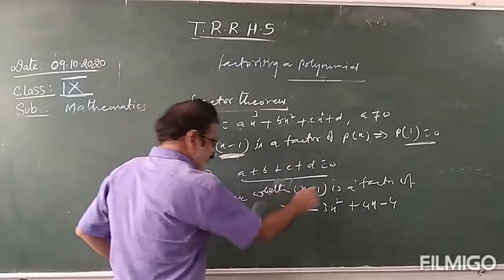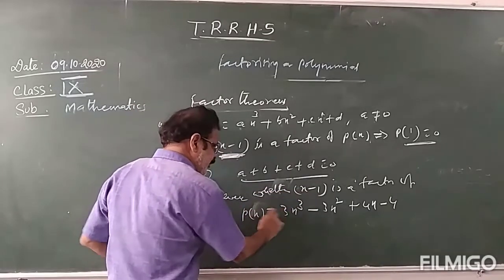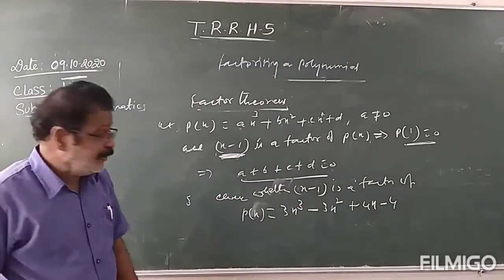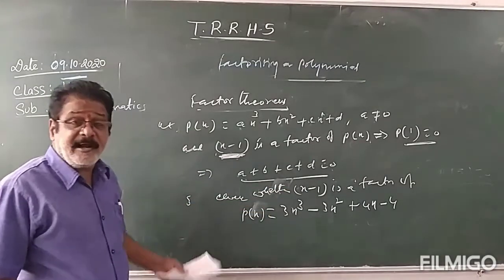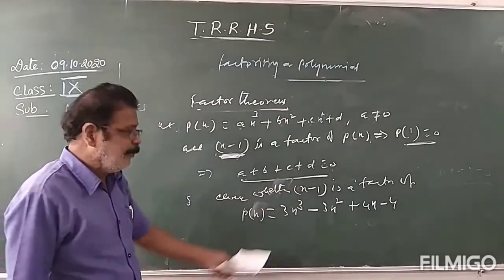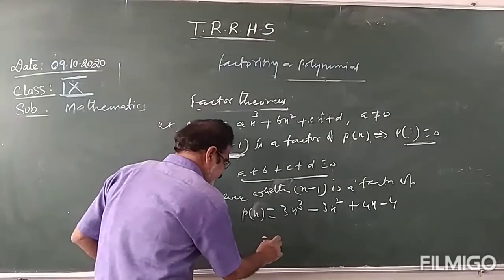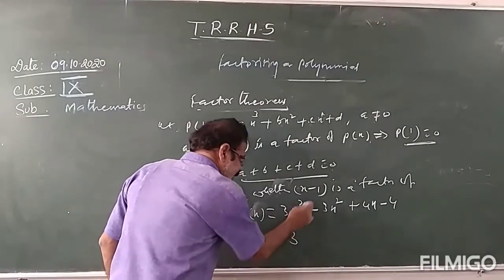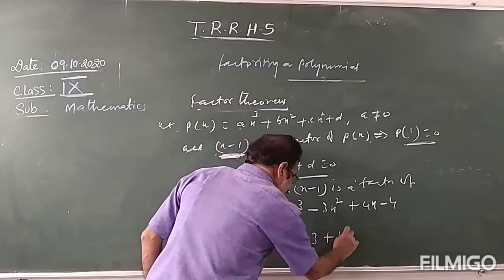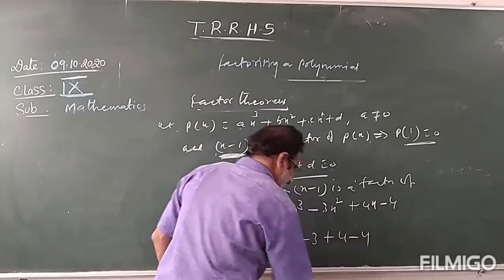Check whether x minus 1 is a factor of p of x equals 3x cube minus 3x square plus 4x minus 4. In order to prove x minus 1 is a factor of p of x, how can you prove? Sum of the coefficients. X cube coefficient, how much? 3. X square coefficient, minus 3. X coefficient, 4. And constant, minus 4.